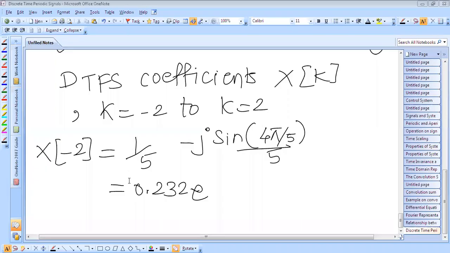So from the given signal, we can find the values of x of -2, x of -1, x of 0, x of 1, x of 2. All these values are given from this input signal. We can see the input signal once again.